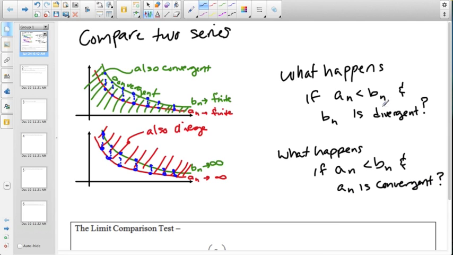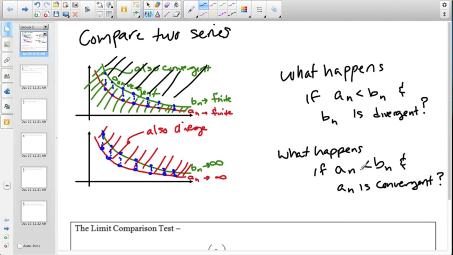So in this first scenario, if A sub n is bigger than B sub n, excuse me, I said that wrong. If A sub n is littler than B sub n and B sub n diverges, that means we would be saying everything out here diverges, which means it doesn't say anything about what's happening beneath B sub n.